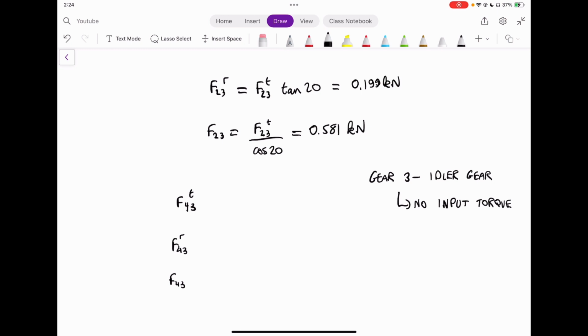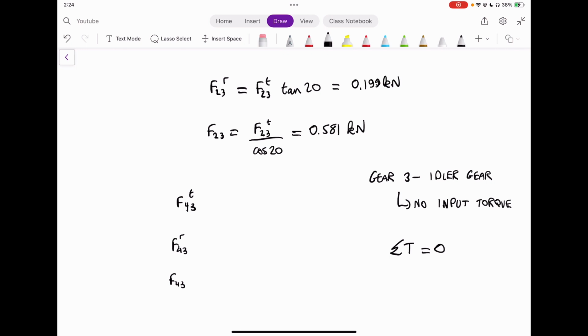As such, it means that the sum of the torque around gear 3 is equal to 0. Now, because the sum of the torque is equal to 0, the next thing we could do is solve for the torque created by force 2 to 3, and then the torque created by force 4 to 3, and add them together.